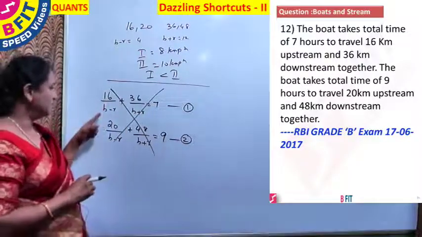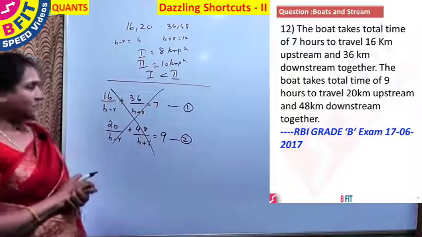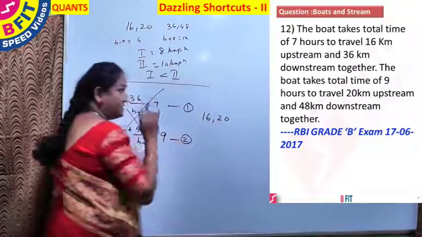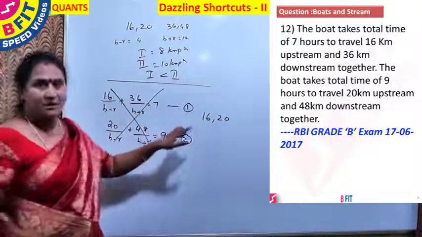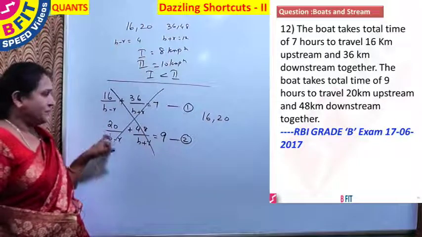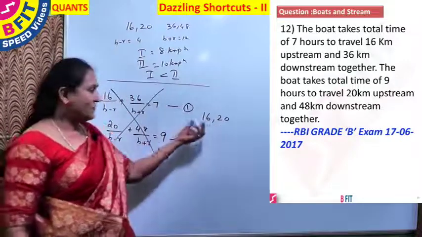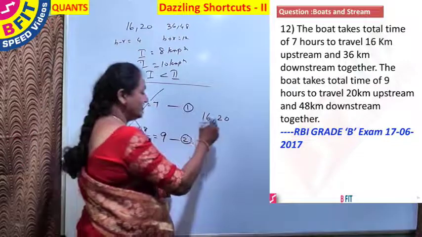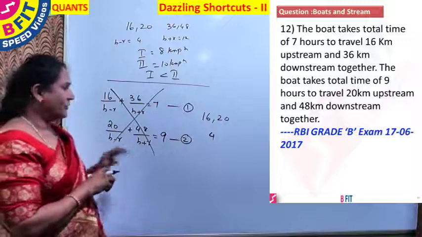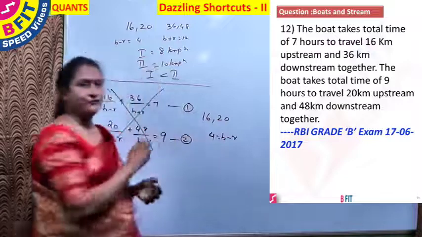So when you see here, 16 is divided by b minus r, and 20 is also divided by b minus r. So I'll collect the upstream distances traveled by the boat, where both numbers are divided by the same divisor. So this b minus r should be a factor of both numbers. Now see what is the highest common factor of 16 and 20, which is 4. So 16 divided by 4, 20 divided by 4. So I take the b minus r value as 4.